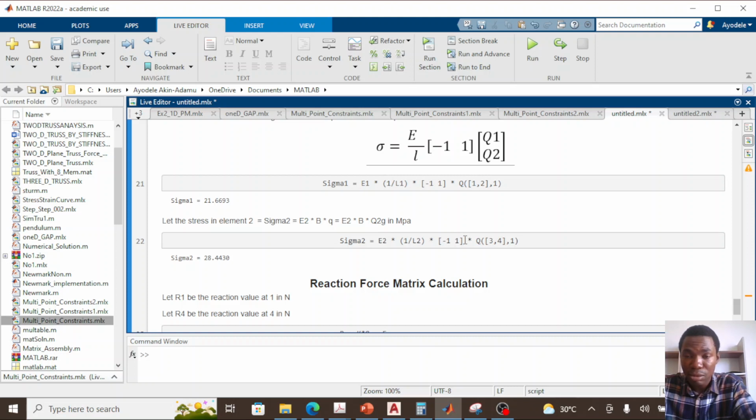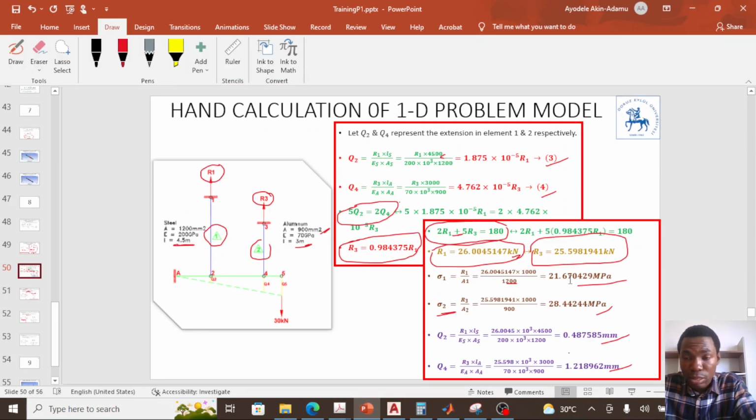The same explanation, but finite element 2 is located between node 3 and 4. That's why this is defined as 3, 4. We also run this, and we get 28.4430 megapascal. So let's compare the stress calculation with our manual calculation. The first one is 21.6693, which gives us 21.67, almost the same. Sigma 2 is giving us 28.442.